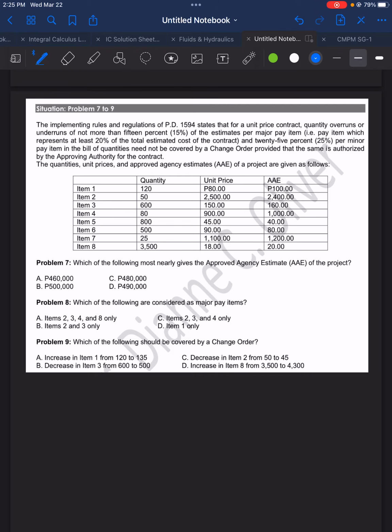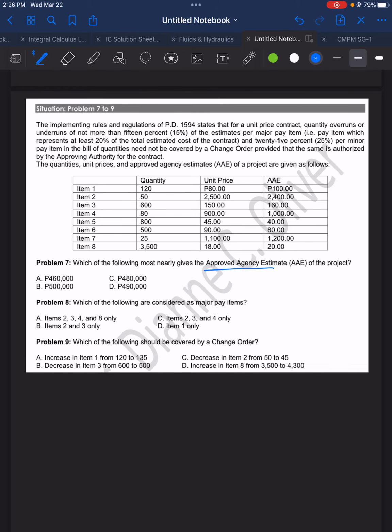So we have it itemized. It's not the lump sum or the project cost that's shown here, but rather it is being itemized. So we have items 1 to 8. Each item has quantity here, the unit price, and the approved agency estimate. Okay. For the first question, problem 7, which of the following most nearly gives the AAE of the project? So how do you determine the AAE of the project?